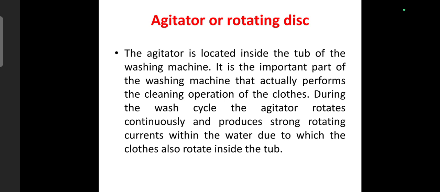The agitator is one of the most important parts of the washing machine. It is located inside the washing tub and is responsible for creating movement in the water during the washing process. The agitator rotates continuously, generating strong currents that circulate water and detergent around the clothes. This motion causes the clothes to move and rub against one another and interact with the detergent solution. As a result, dirt and stains are loosened and removed from the fabric surfaces.